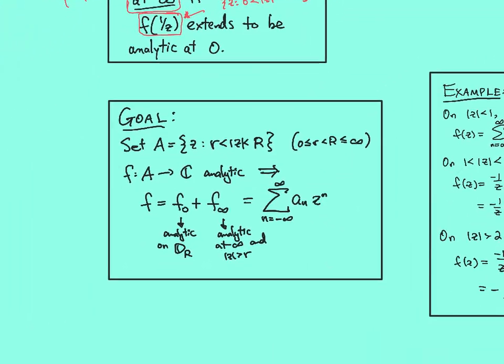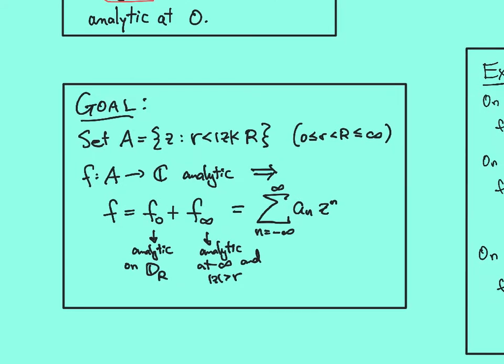Okay, so our goal here is to decompose analytic functions on annuli. So here's what I mean by an annulus. It's just all z's with modulus in between two values. So I have little r and big R. We do allow little r to be 0, and we do allow big R to be infinity. There's no reason not to.